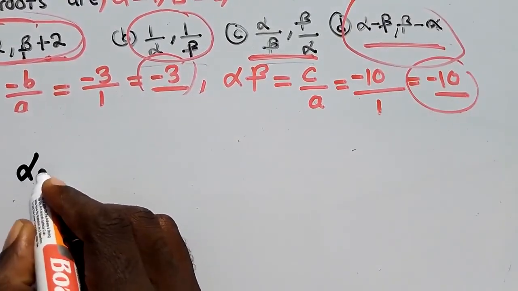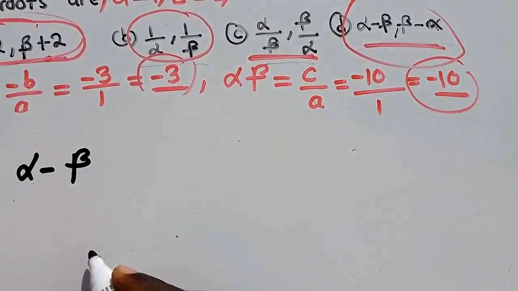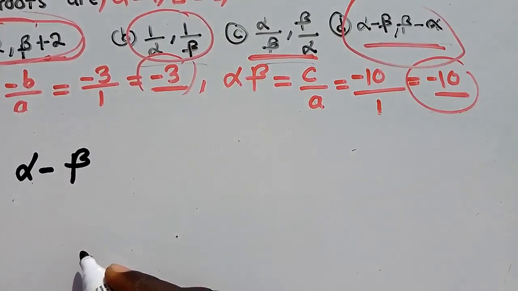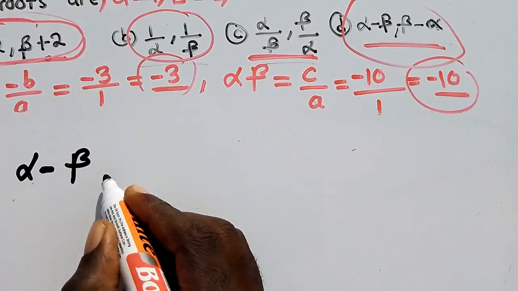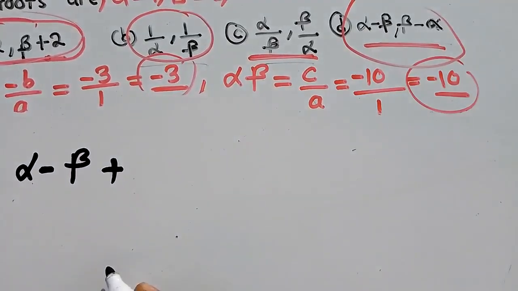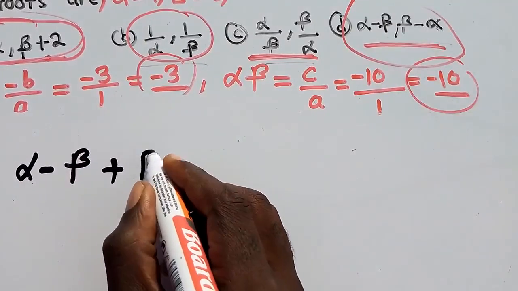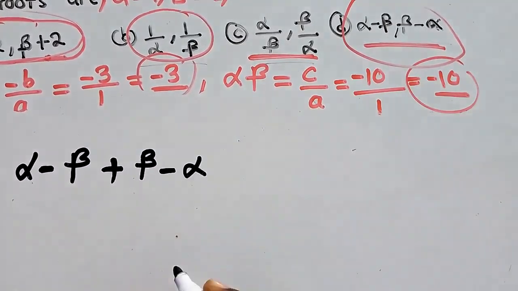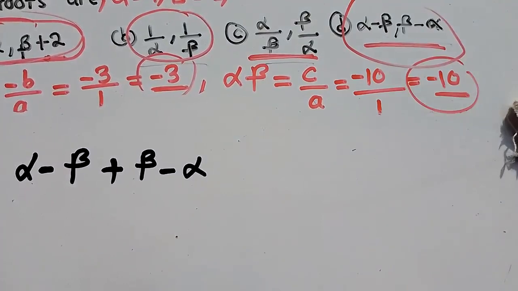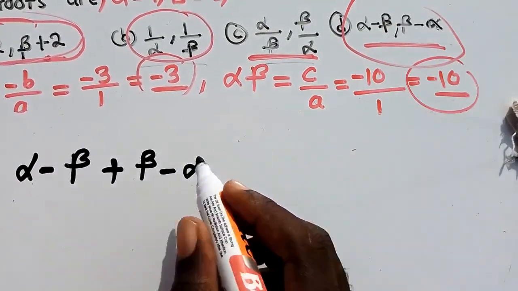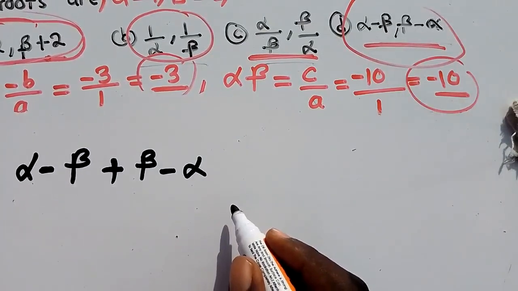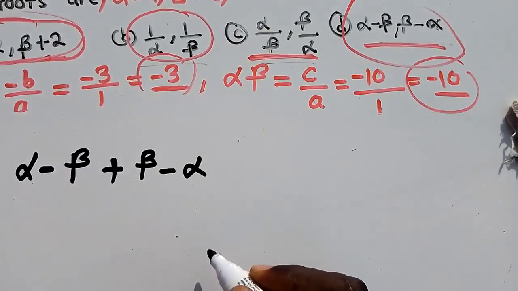The question is alpha minus beta. Have you seen, alpha minus beta. That's the question that we are having. So we add plus. When I say plus, I've got beta minus alpha, like this. So this is what you are supposed to do. When you want to find the sum, you add these two. This is what you are going to do.